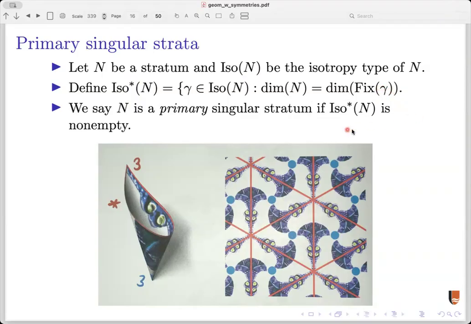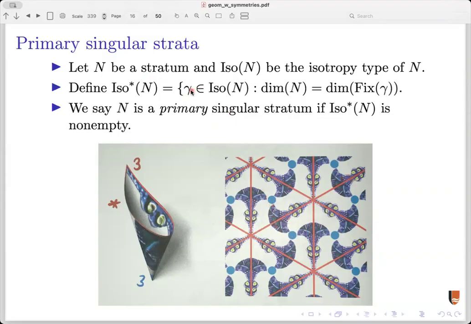And it's primary if isostar is non-empty. A good example to think about is one of these corner reflectors here. So corresponding to this point up here in the plane where we have reflections and rotations, notice that the rotations, so if gamma is a rotation, the rotations only fix a central point, and that point has the same dimension as our stratum, our zero stratum here, dimension 0. So those will be an isostar as opposed to the reflections.